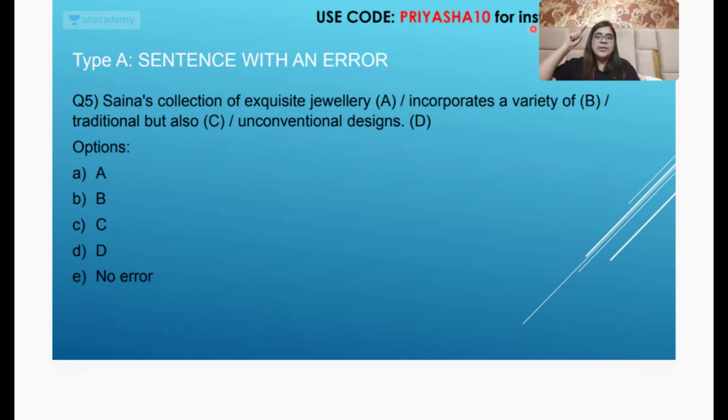So the ones who joined me in the beginning of the session at 11, what did I do? The first thing I told you was, don't be over cautious about the questions. Like, I have to find out the error kind of thing. No, don't be over cautious. First thing, read it as simple as a line from any book. Okay, so we'll read it simply in a relaxed manner. We'll take our first approach. Saina's collection of exquisite jewelry. Of course, exquisite doesn't have a problem here because it's the adjective for the noun jewelry.